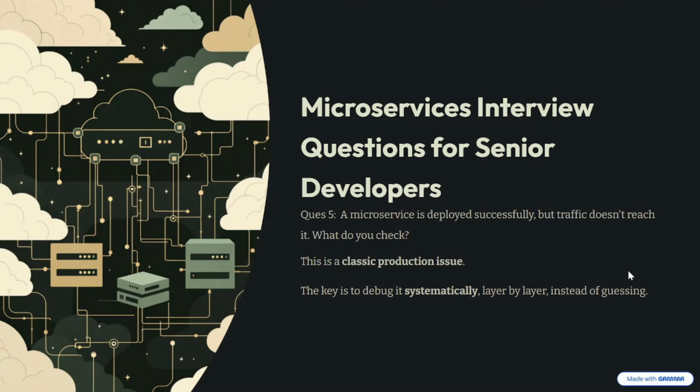And here is the most important thing. You debug this step by step, and when traffic does not reach a service, the problem is almost always in one of a few layers.